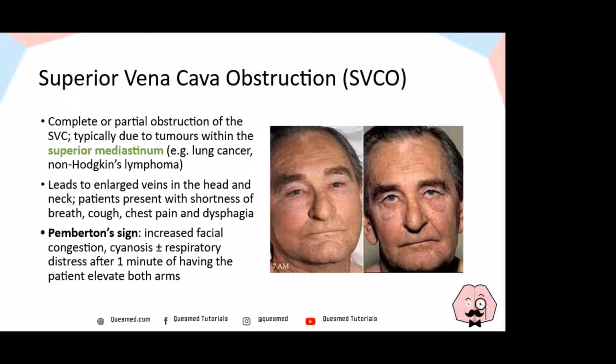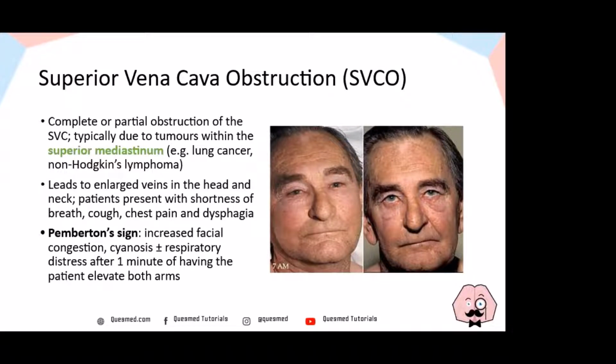So what it does is it tries to get the blood from your head and your arms and your upper chest. It tries to get it to your abdomen so it can come back from your inferior vena cava instead. So what you might see clinically is that the patient has got loads of prominent collateral vessels all over their upper chest. And there's also this thing called Pemberton's sign.